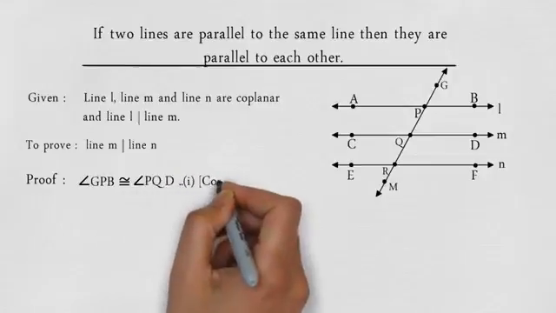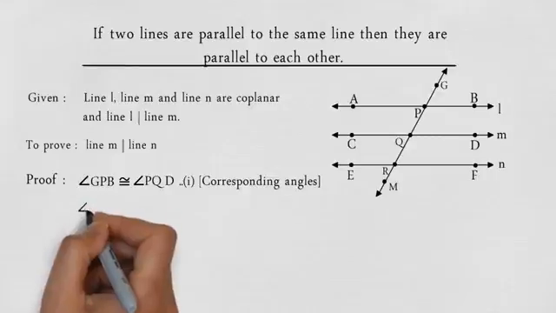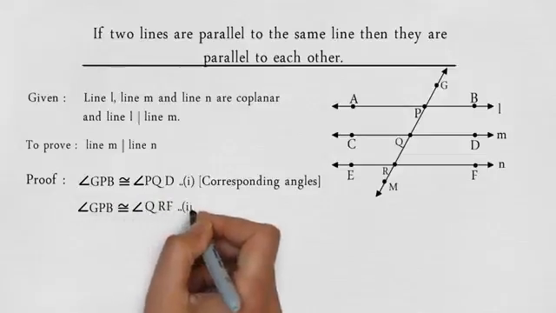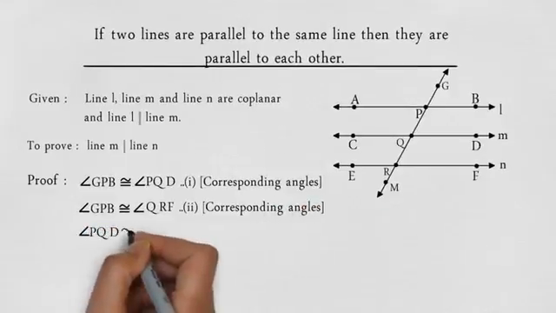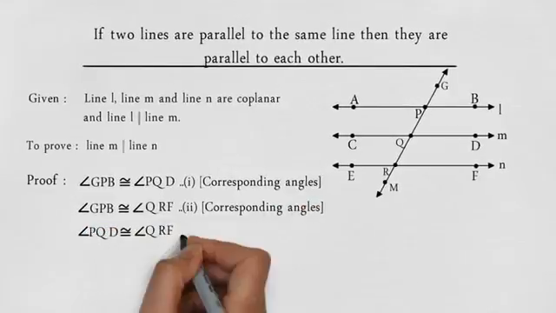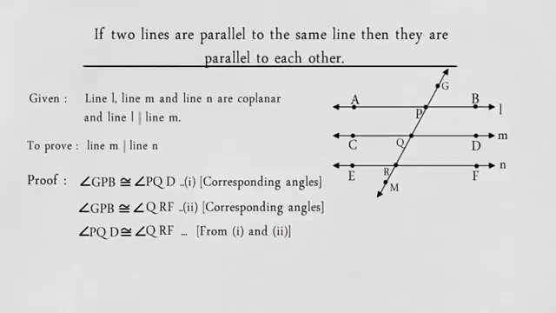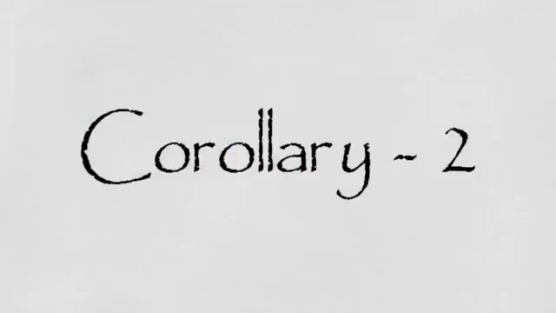Angle GPB is congruent to angle PQD, that is corresponding angles. Similarly, line L is parallel to line N and Q is a transversal. Angle GPB is congruent to angle QRF, that is corresponding angles. Angle PQD is congruent to angle QRF. We get this from point 1 and 2. Therefore, line M is parallel to line N.